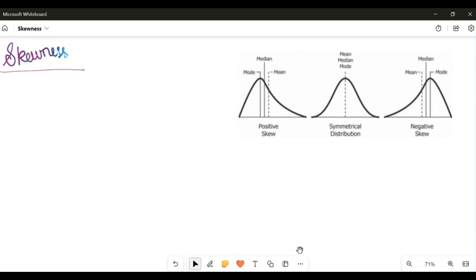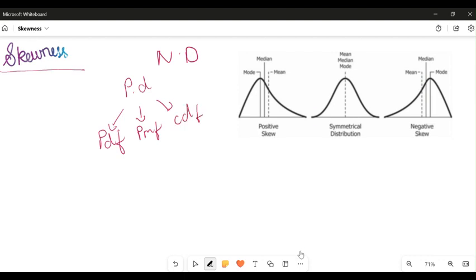In this video, we are going to see the concept related to skewness. Previously, we have gone through lots of distributions, like the normal distribution, in which we have seen the probability distribution, the PDF (probability density function), PMF, and CDF (cumulative distribution function). We have gone through lots of distributions on the channel. I hope you have gone through them.